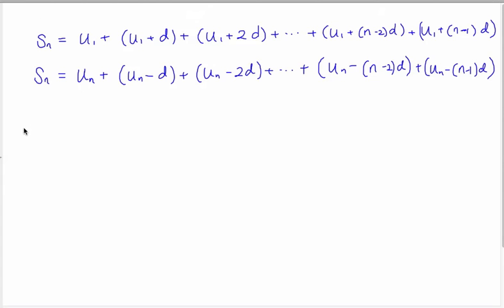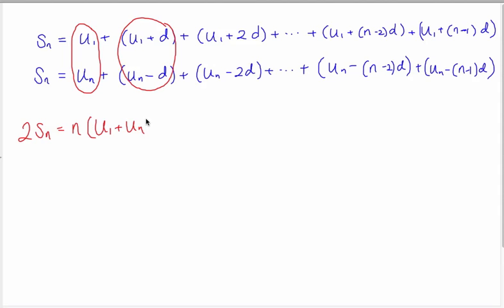straight down. So here's 2 times S of n is equal to, and here it's u1 plus un. And here, if you add these together, well, there's plus d and minus d, so they cancel out, u1 plus un. And here again, u1 plus un. It'll happen all the way to the end. So I end up having n pairs of u1 plus un.